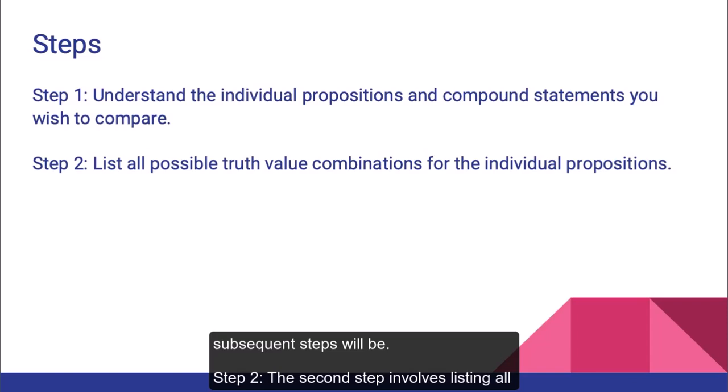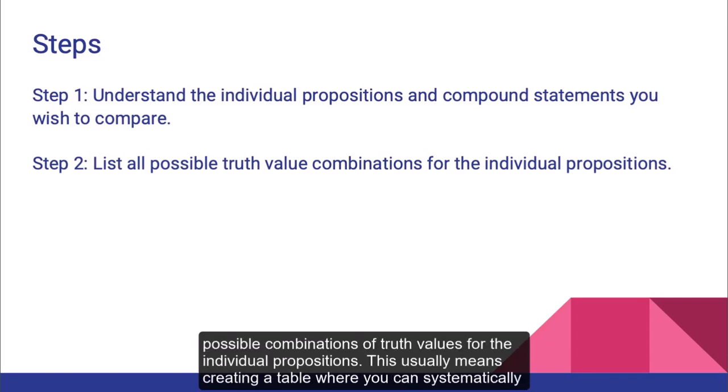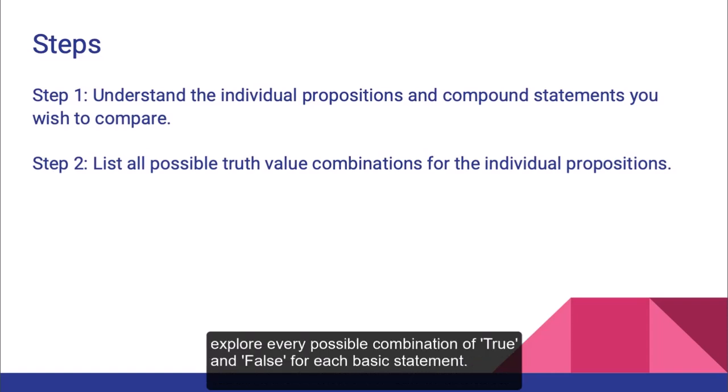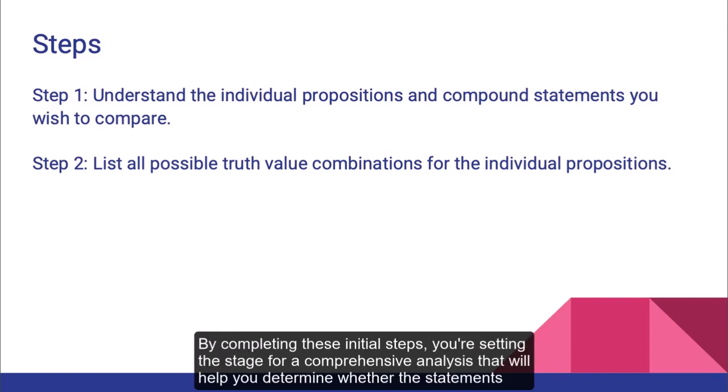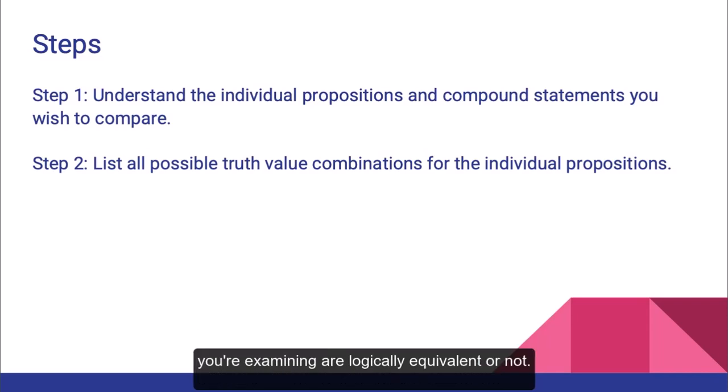Step 2. The second step involves listing all possible combinations of truth values for the individual propositions. This usually means creating a table where you can systematically explore every possible combination of true and false for each basic statement. By completing these initial steps, you're setting the stage for a comprehensive analysis that will help you determine whether the statements you're examining are logically equivalent or not.